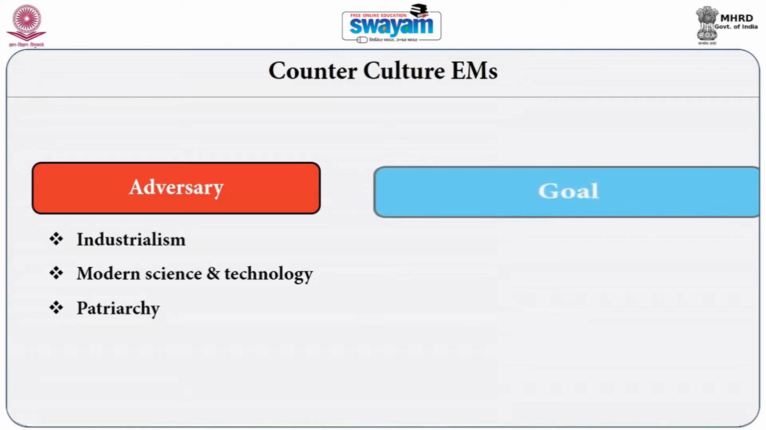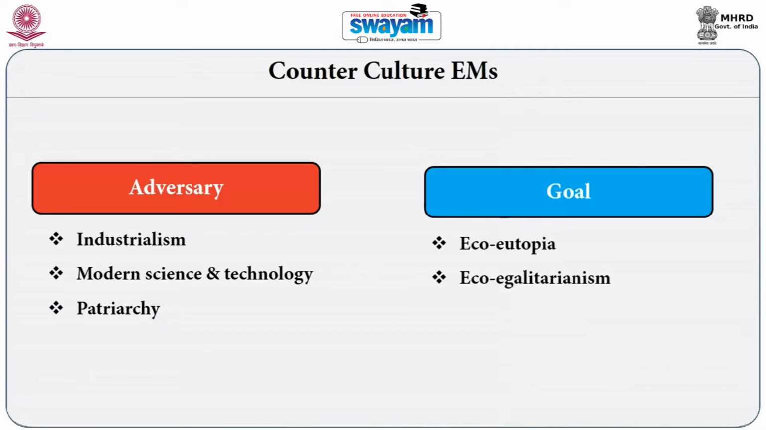What is the larger societal goal of this movement? What do these kinds of counterculture environmental movements aim to achieve? Manuel Castells says that the larger societal goal of these environmental movements is eco-utopia. They call for eco-egalitarianism, or they call for the conservation of biodiversity.